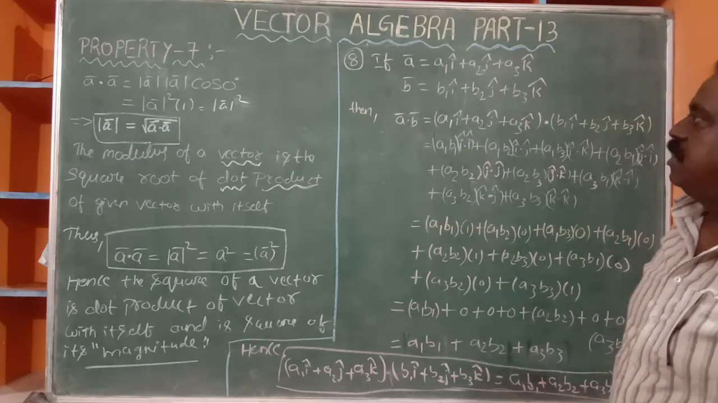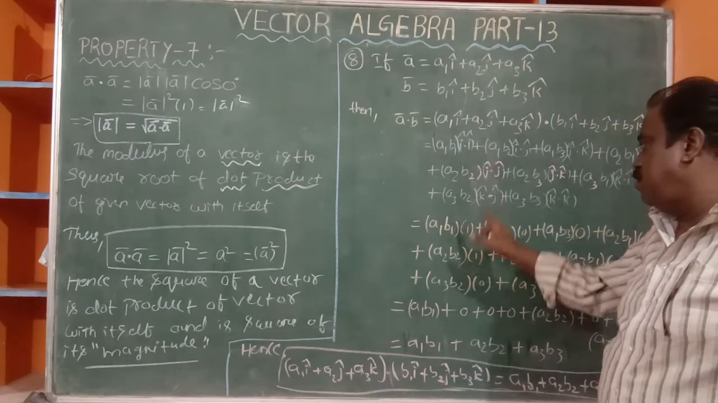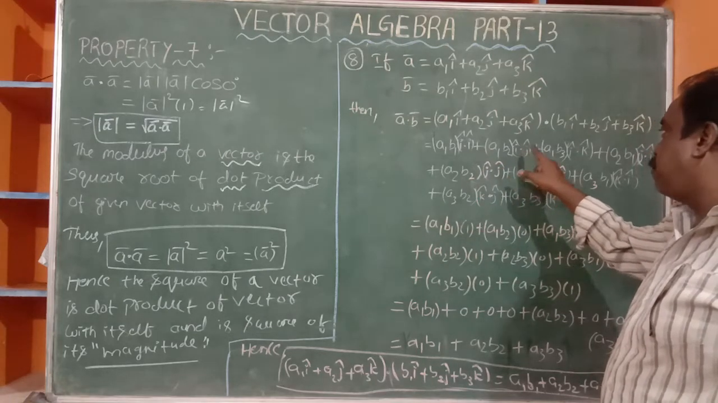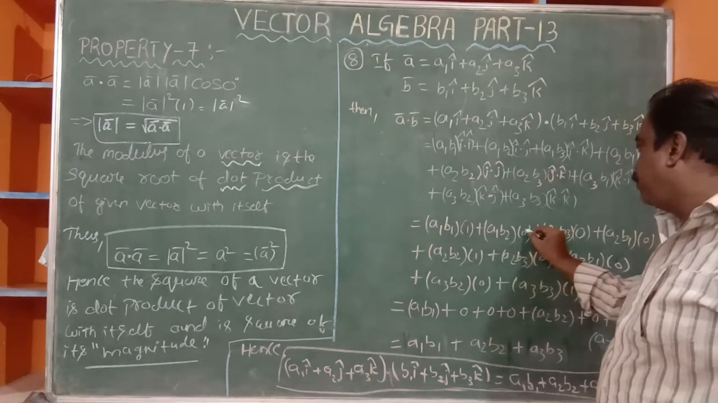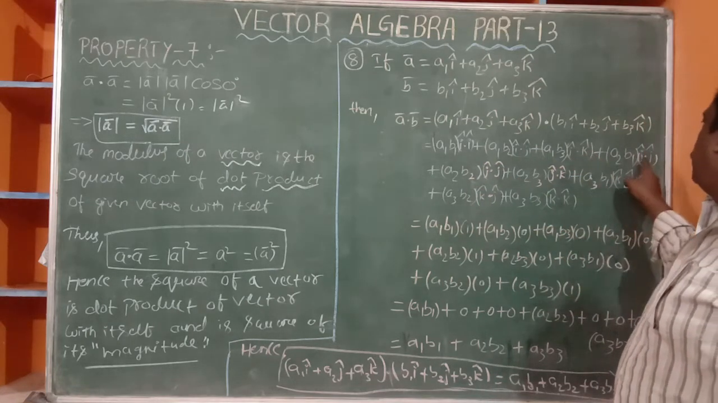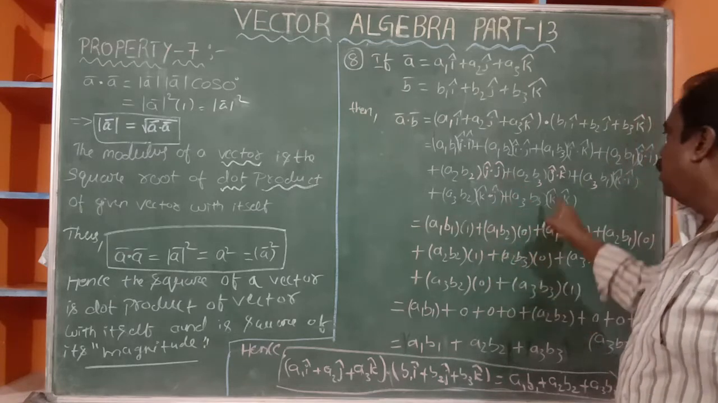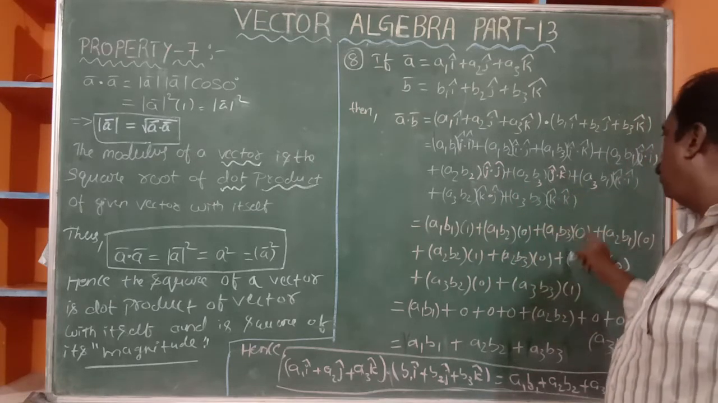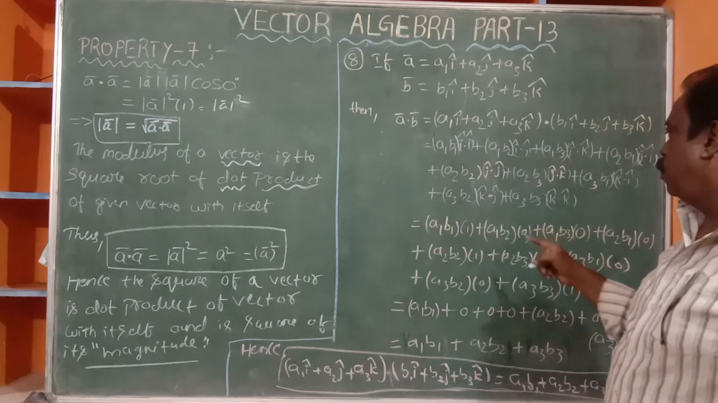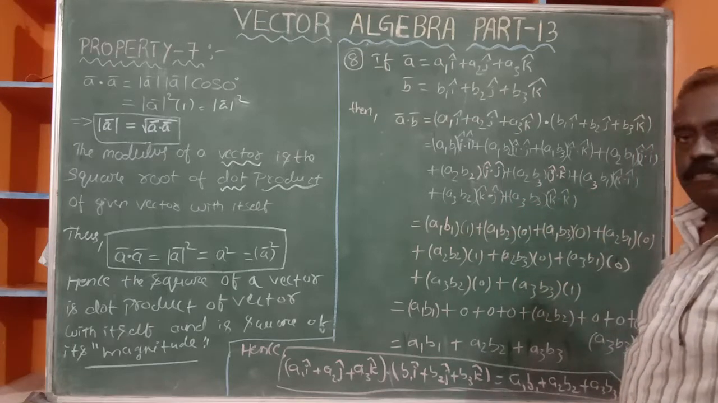Already I told, that is the fourth property, I think. i dot i is 1. i dot j: i is perpendicular to j, so it is 0. And i dot k is also perpendicular, 0. j dot i is also perpendicular, 0. j dot j is 1. Similarly, j dot k is 0. k dot i is 0. k dot j is 0. Why? Because they are perpendicular. k dot k is only 1.